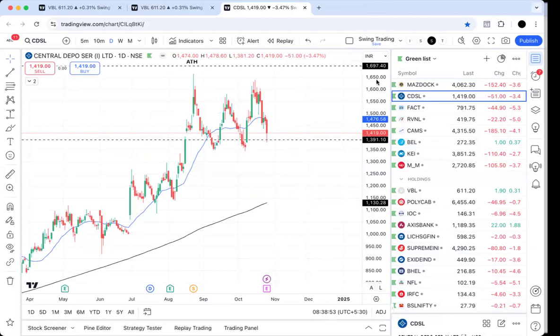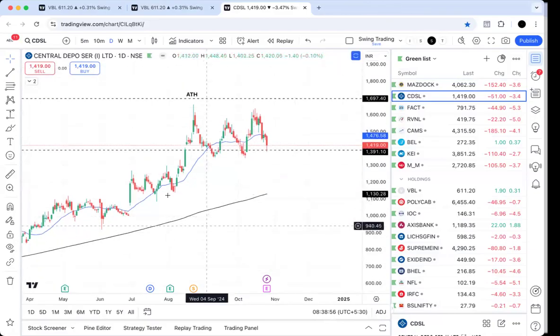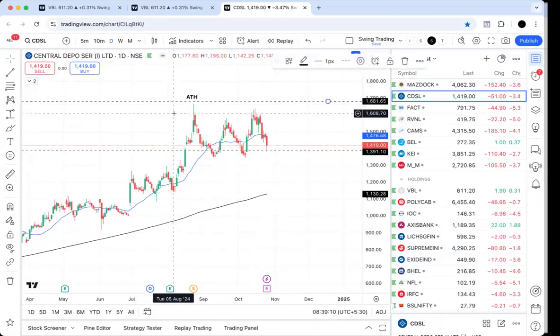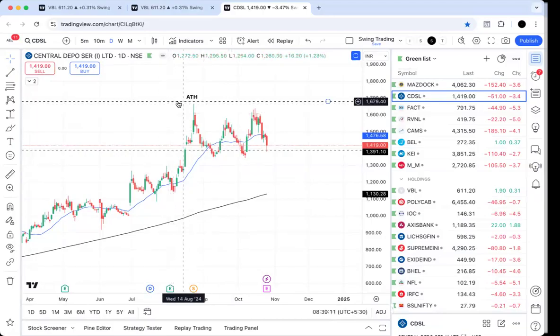Okay, here's another one where I'm looking for a breakout from this area of resistance, which is the all-time high. Remember, the all-time high is a very strong resistance. So the resistance is not a particular price point, but it's an area of resistance. That's why it came up here, got rejected, came up again, got rejected, came up again, got rejected.